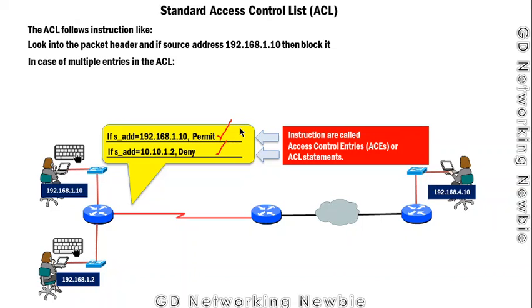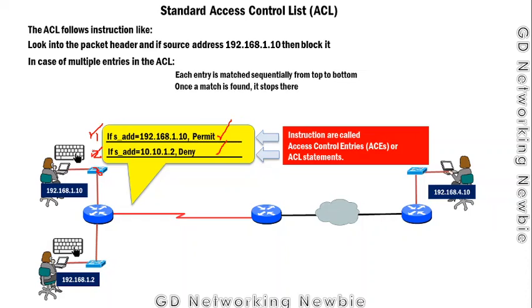And if we have multiple entries in the access control list, then what happens? Each entry is matched sequentially from top to bottom. So in this case, we have only two statements or two entries. The router will check the first entry first, and then it will move to the next one. And maybe we can have a third one. So sequentially, it will check all of them. And once a match is found, maybe it found a match at the third line, then lines 4, 5, 6 will not be checked. So it will go from top to bottom. Once any match occurs, it will stop there, and it will not check the rest of the lines.